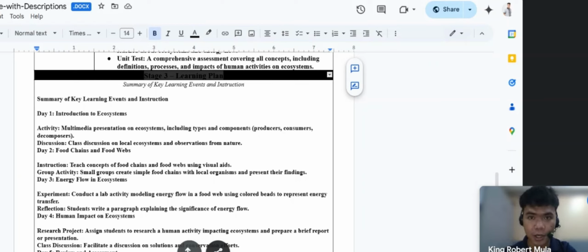So in conclusion, this lesson plan uses backward curriculum design to create a comprehensive and engaging learning experience that connects students with the vital concepts of ecosystems while preparing them for future challenges. Now, I will go back to our presentation.